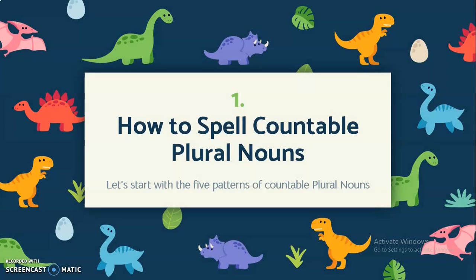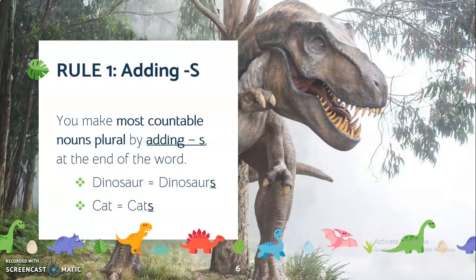So the first section is going to be about how to spell countable plural nouns. Let's start with the 5 patterns of countable plural nouns. First, rule number 1, adding s on the singular countable noun. So you make most countable nouns plural by adding s at the end of the word.